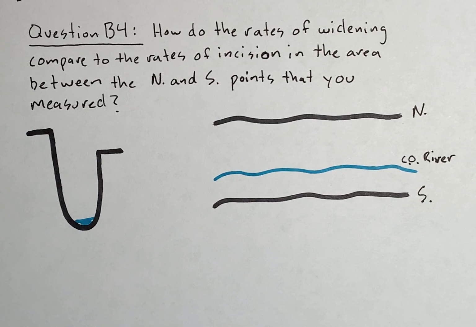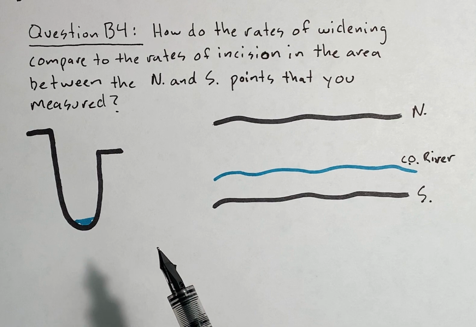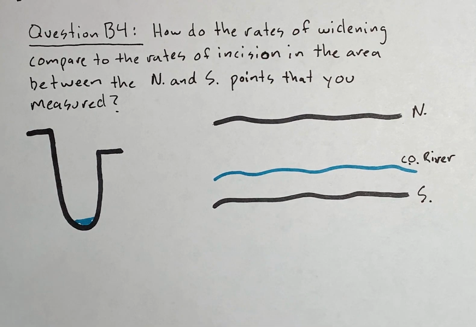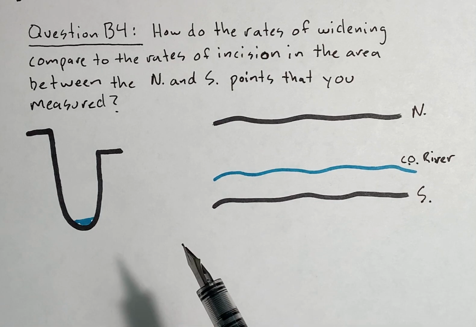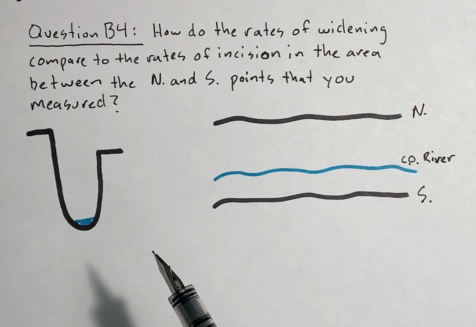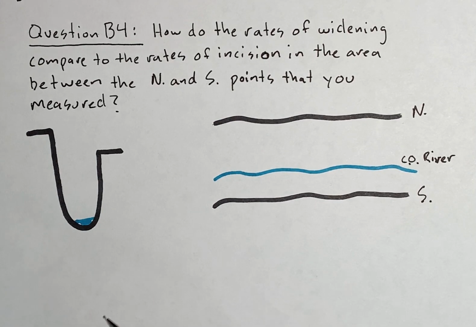So this is example question B4 from the Why is the Grand Canyon So Grand lab. This question builds on B1 through B3, which asked about the rates of incision and rates of widening of the Grand Canyon between the north and the south rim.